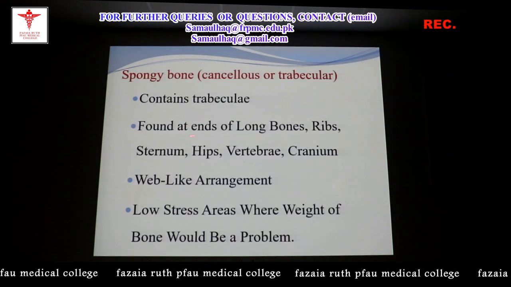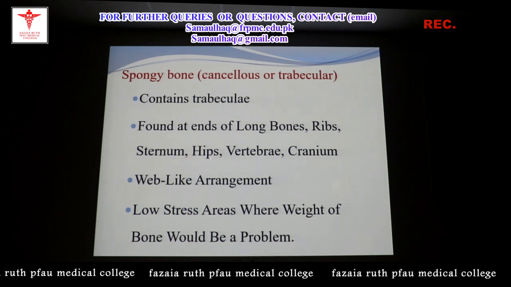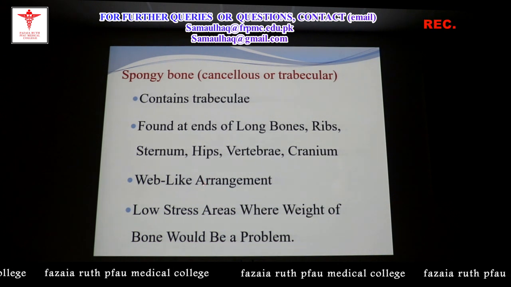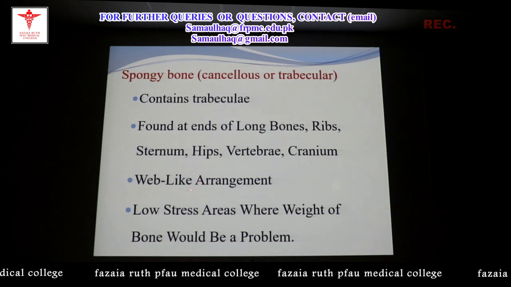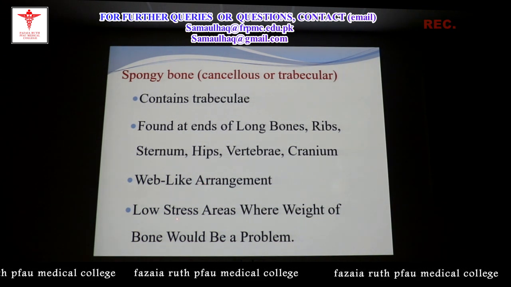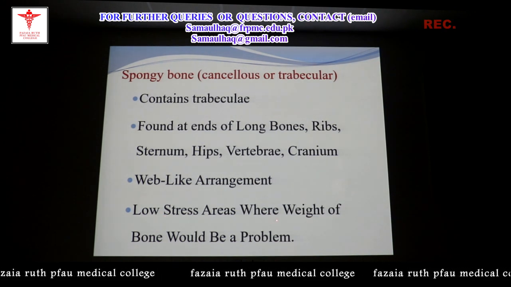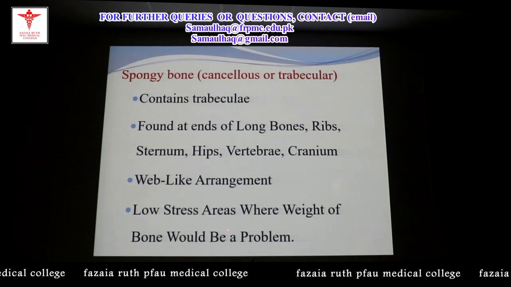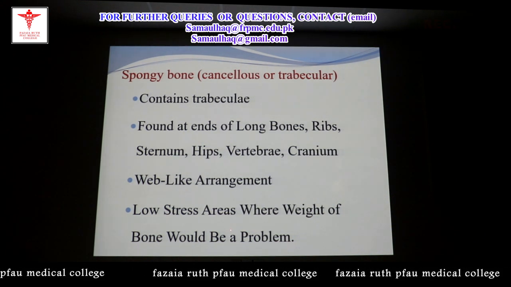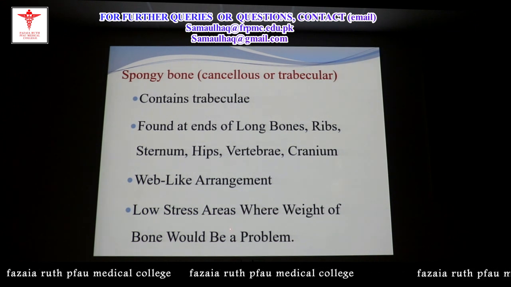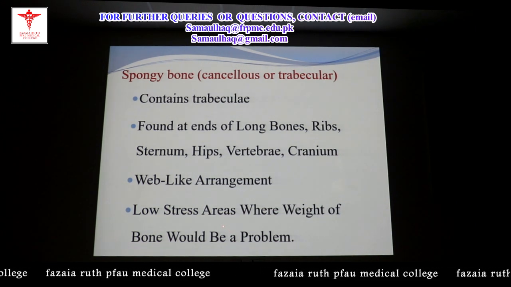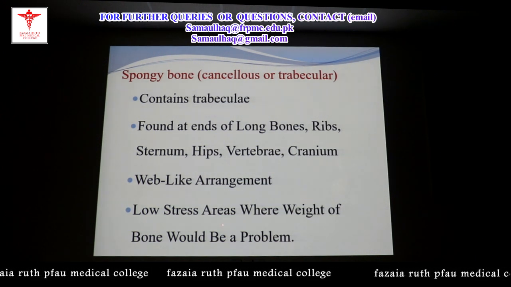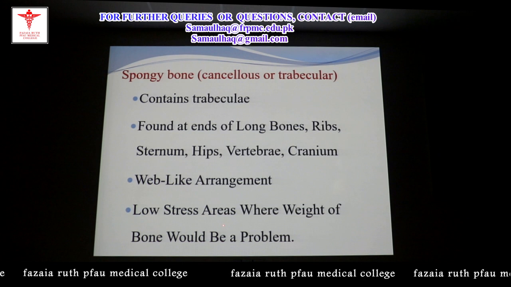Contains trabeculae found at the end of the long bones, ribs, sternum, hips, vertebrae, cranium. They are a web-like arrangement, already we discussed, a network-like structure, and we need these bones in low stress areas, where the weight of bone would not be a problem. So we have this spongy bone in the skull cap, because the presence of this bone is making the weight of the skull lighter, so we need a little bit lighter in weight bone.